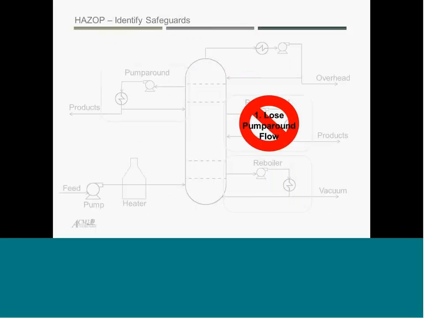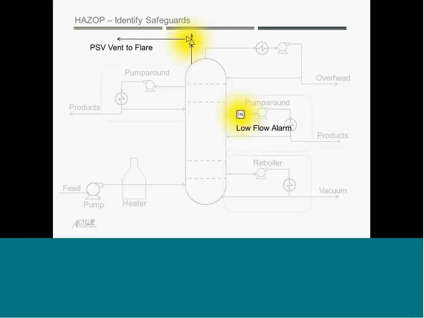So the next thing we need to do is figure out how to lower that risk, and to do that we're going to identify our safeguards. Remember, the only cause we're looking at right now is losing your pump around flow. So what's a good safeguard? Well, one of them is going to be your low flow alarm on a pump around. It's going to pick it up, you can shut down the column.